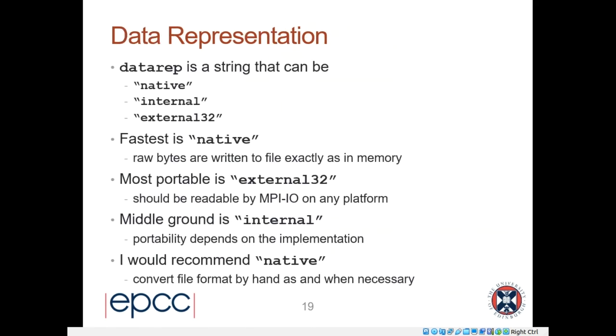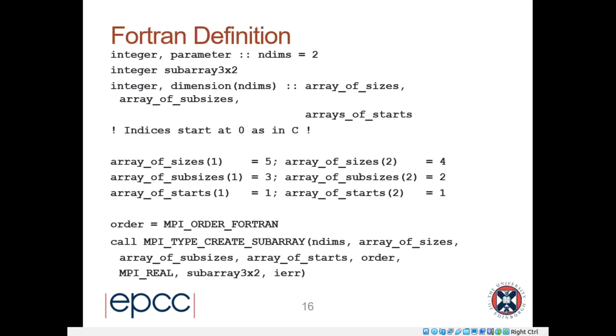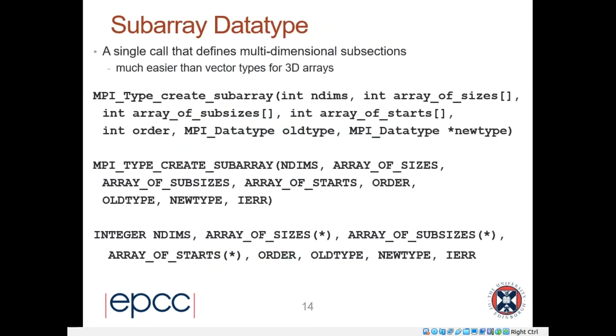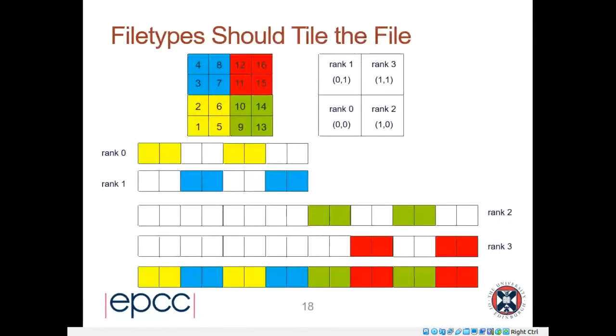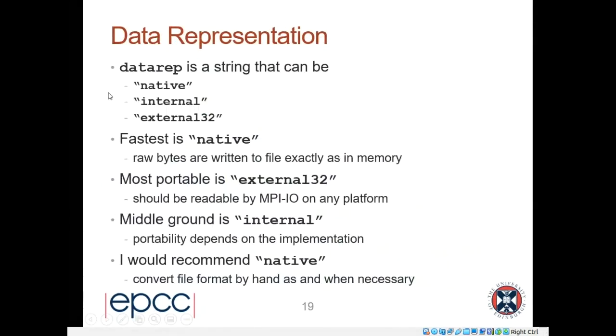But what's actually more important now is data representation. If you remember, I skipped over it a bit, but when you open a file, when you set a file view, you have a data representation. That can be native, internal, external32. Fast is native: just raw bytes are written to a file exactly as in memory. That may not be portable between different systems. So the most portable is external32. This is weird. I would recommend native.